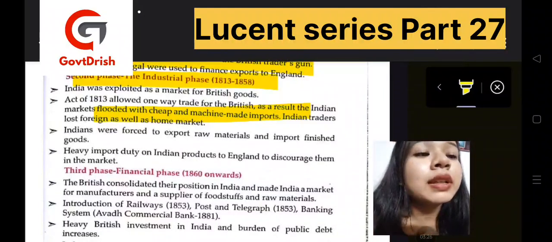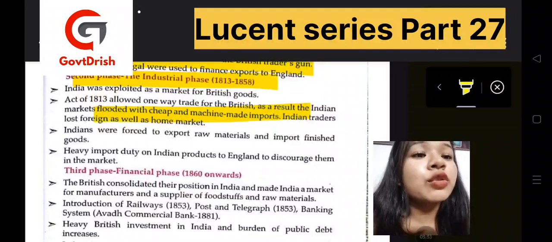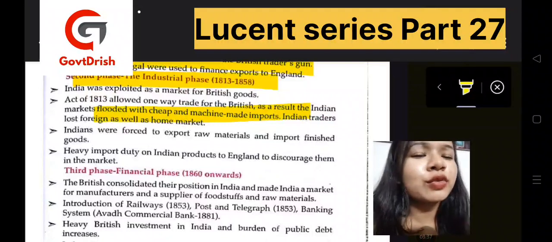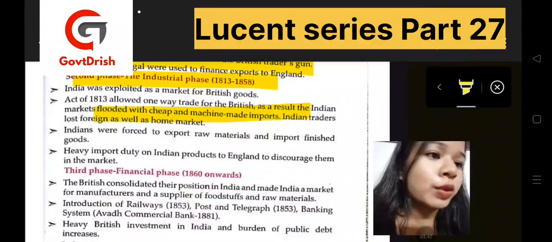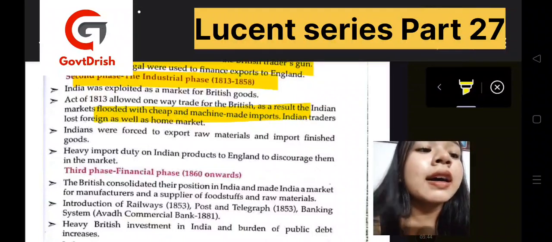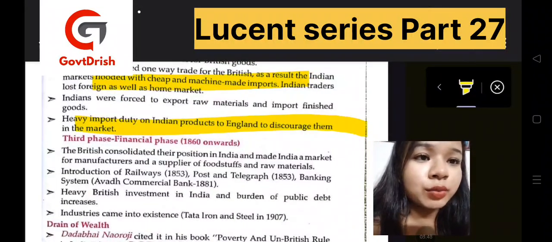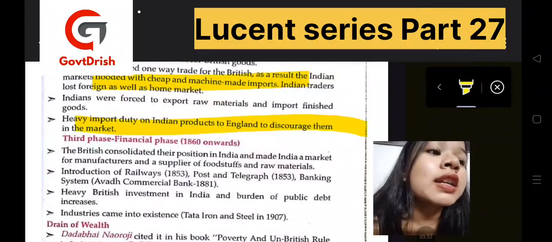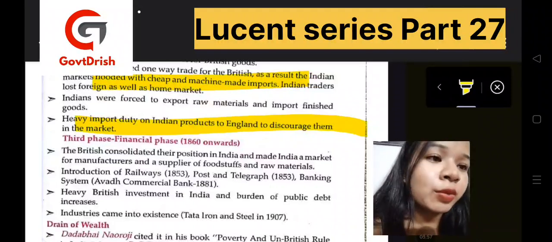Indians were forced to export raw materials, and when the raw materials reached England, they used to import finished goods made through machines, at lesser cost. Heavy import duty was also imposed on Indian products going to England. When they reached their markets, people avoided them because they were so costly, and went for the cheaper products.